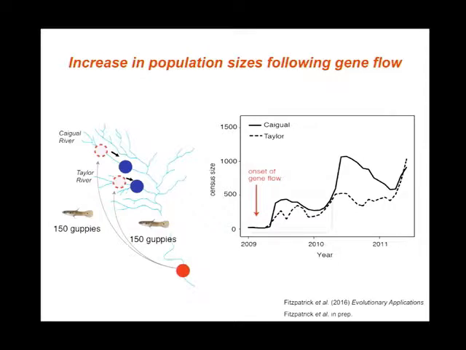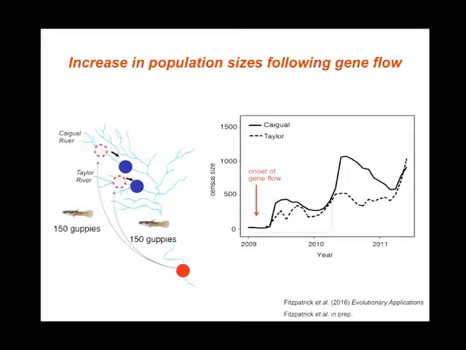So to cut to the chase here, we observed really large increases in population size in both of these streams following the onset of gene flow. Both populations started out under 100 individuals each before gene flow, and by the end of the study, they were nearly 10 times as large. And you can see these fluctuations here that we expect based on seasonality in Trinidad.